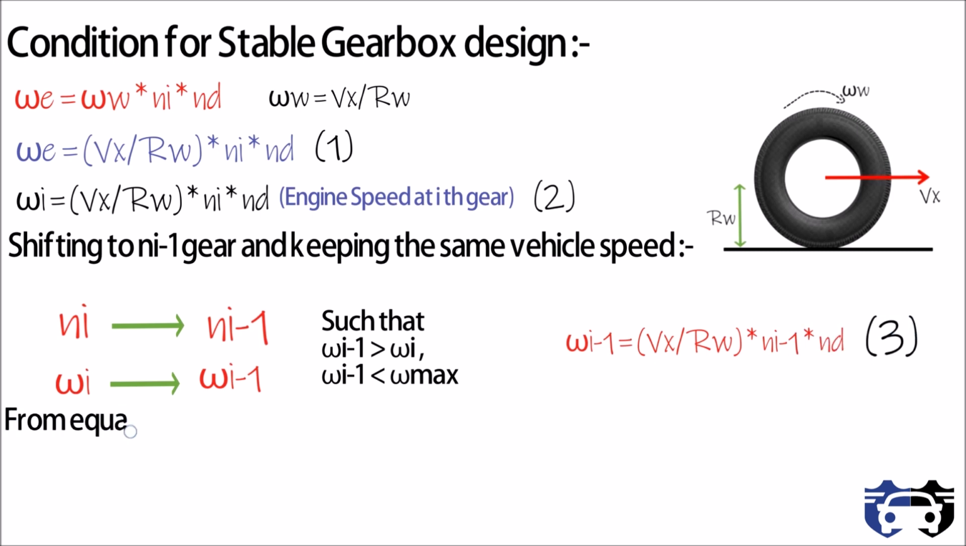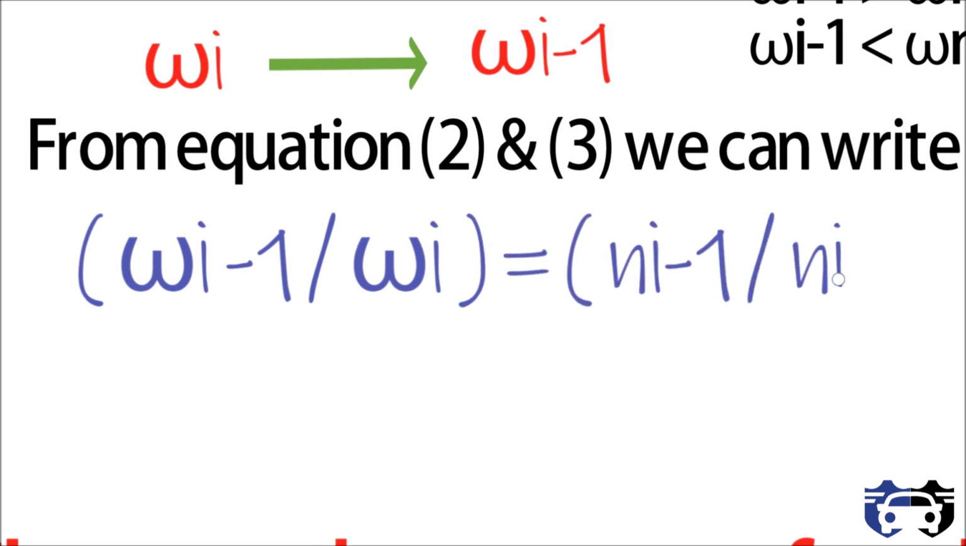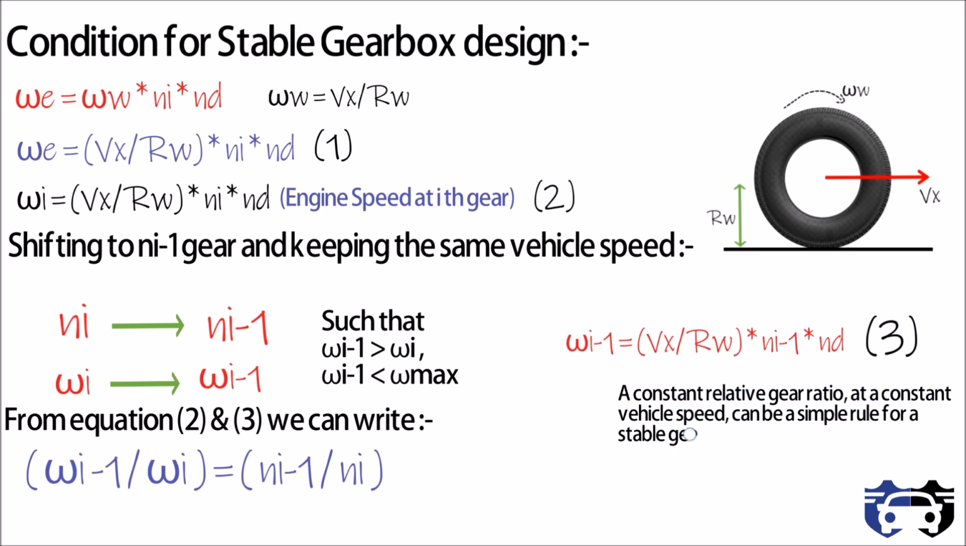From equations 1, 2 and 3, we can write omega i-1 divided by omega i equals Ni-1 divided by Ni. So, a constant relative gear ratio at constant vehicle speed can be a simple rule for stable gearbox design. The constant ratio Cg equals Ni-1 divided by Ni. This ratio is used as a condition of stable gearbox design.